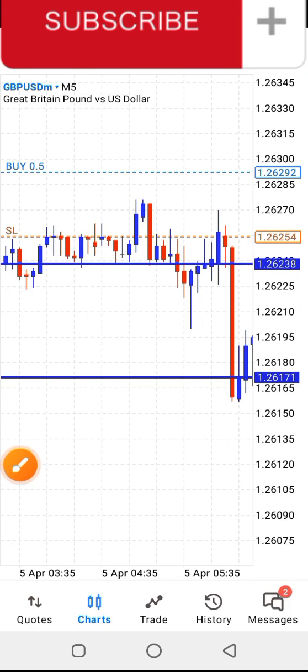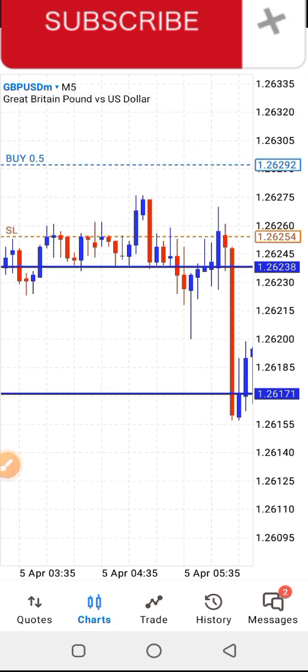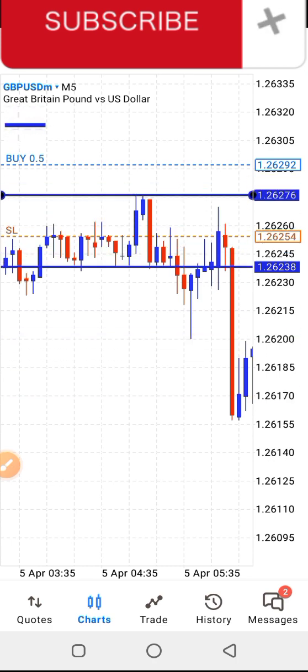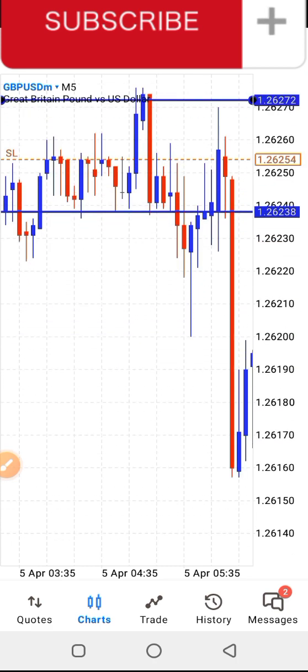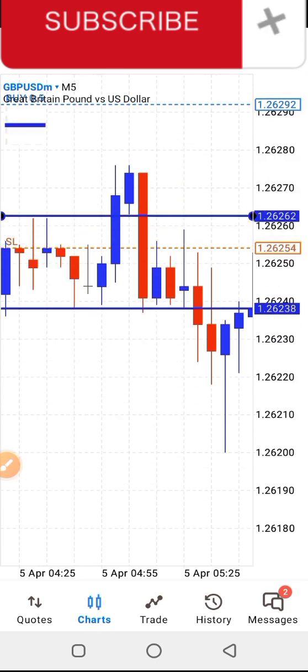So what I just need to do is to look for fair value gap. So this is the strategy I taught you yesterday. I look for a fair value gap along that price leg that broke structure. Let me zoom in, I need this to be clearer. Okay, so this is a fair value gap along the price leg.